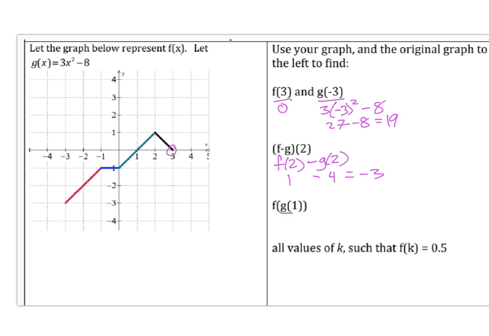f of g of 1, I'm going to find g of 1 first. So it's going to be 3 times 1 squared minus 8, which is negative 5. f of negative 5 does not exist on our graph.